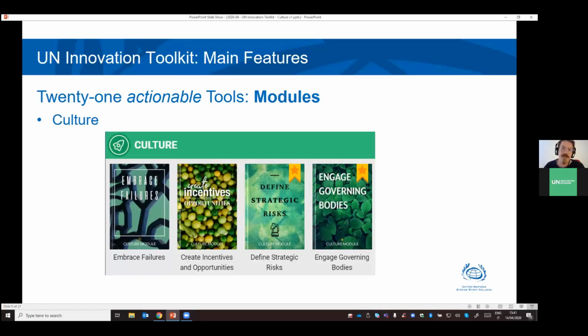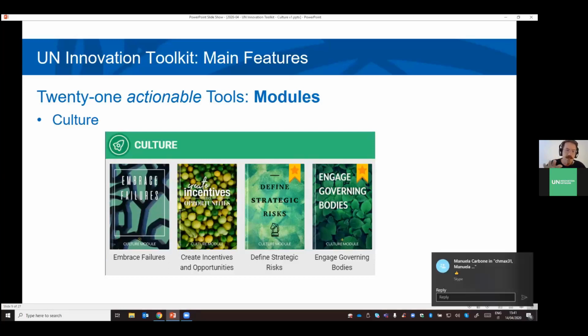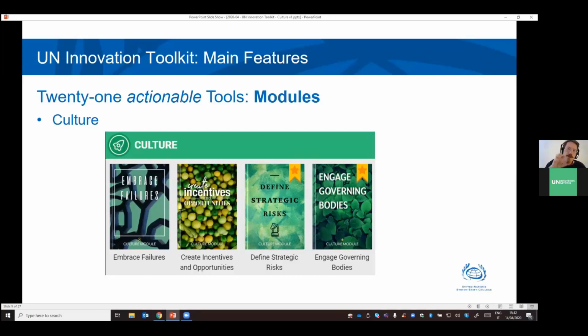So this idea of a culture, an enabling culture, is critical for this. And within the toolkit, as you will see, there are 4 tools: embracing failures, creating incentives and opportunities, defining strategic risks, and engaging governing bodies, which provide you tools so that you are able to once again have these conversations within your team, within your unit, where possible, within your agency or your entity, perhaps even across agencies and entities as well. But you will see here that the structure is such that it allows you to scope.